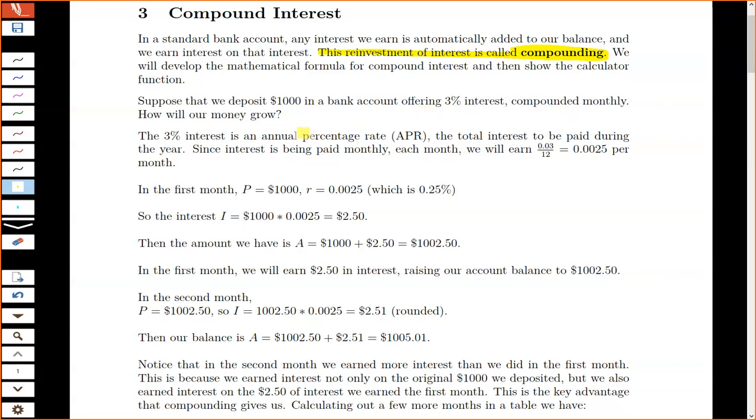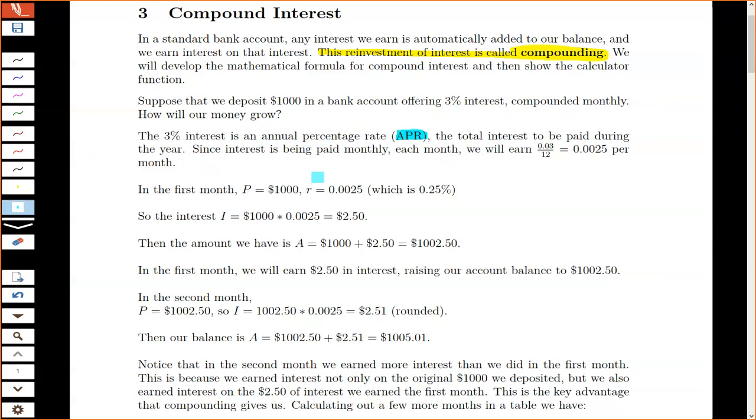First of all, remember I said before that interest rates are typically given as an annual rate. If we are looking at a bank, they would usually advertise that as the APR, which stands for annual percentage rate. That just means that's the percentage rate that you get per year.